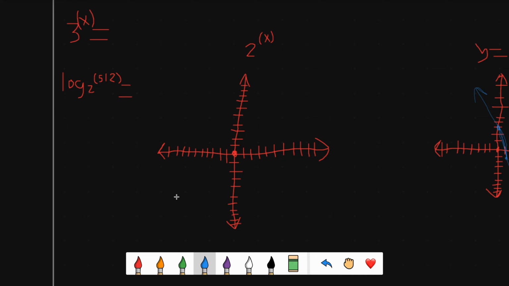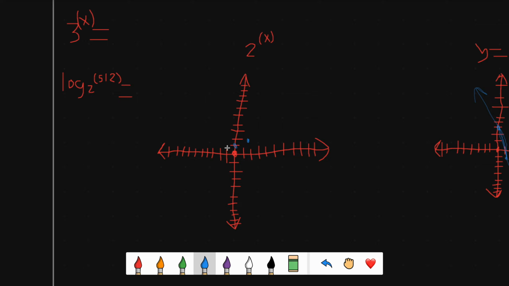Now how do you graph an exponential function? We can just use substitution. For example, 2 to the power of x. If x is 0, 2 to the power of 0 is 1, so it can be a point here at 0, 1. If x equals 1, 2 to the power of 1 is 2, so it could be 1, 2.